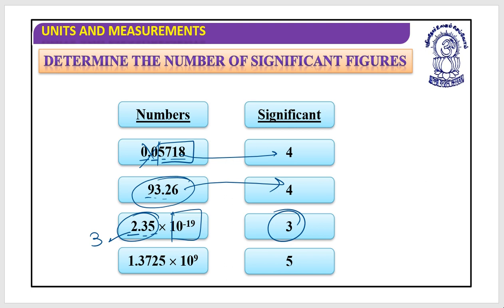Next, 1.3725 into 10 to the power 9. Now think and do it yourself. We are going to omit 10 to the power 9, so what is left with us is 13725. Calculate the total numbers. It's 5. Yes, so 5 digits should be considered as significant. Can you do this?